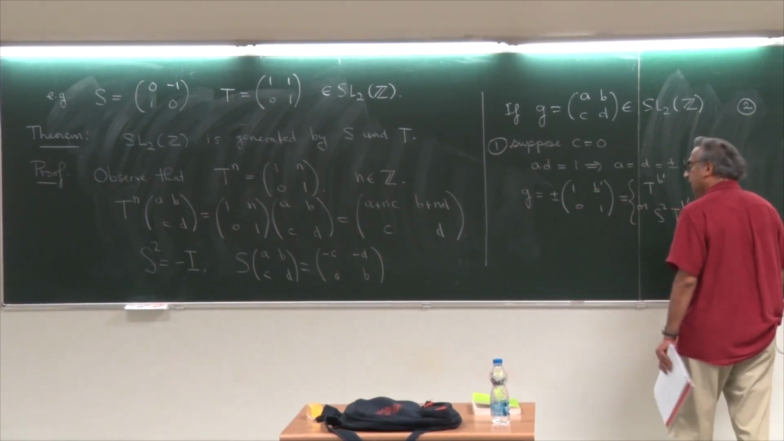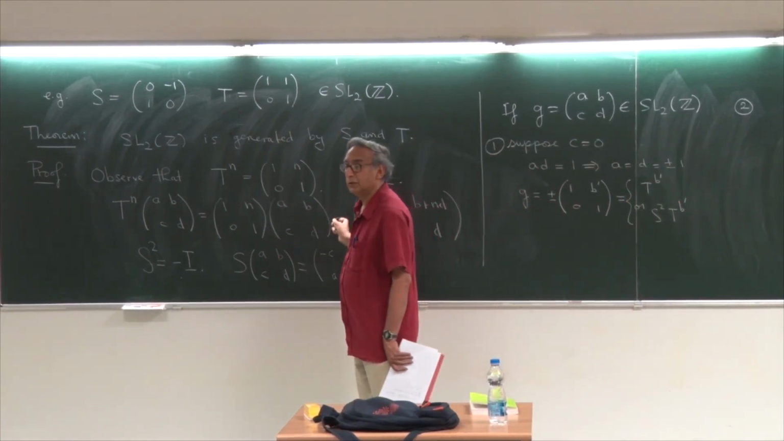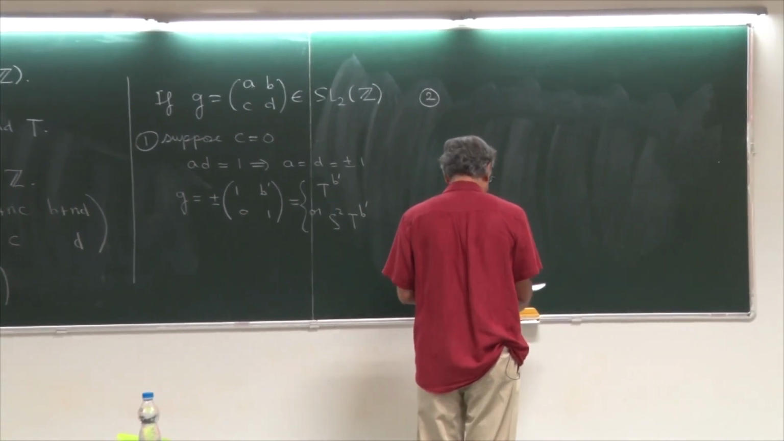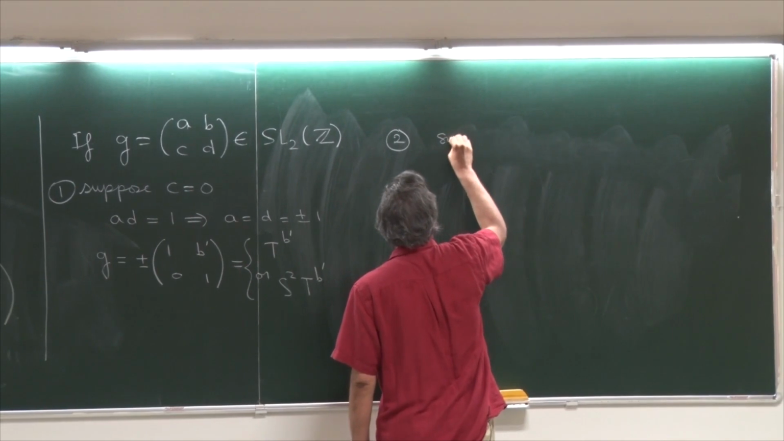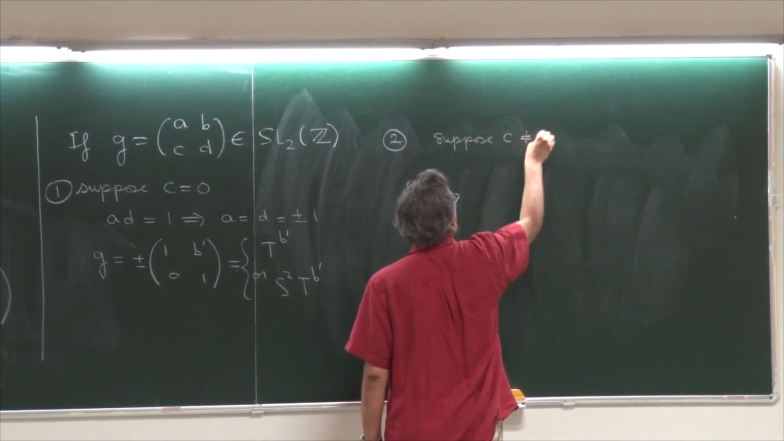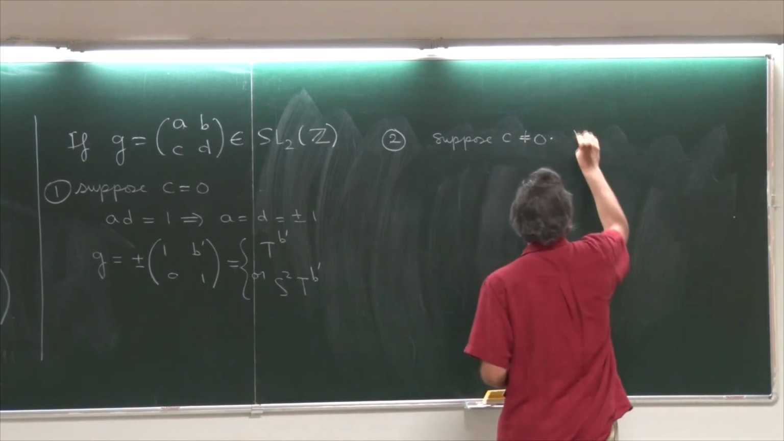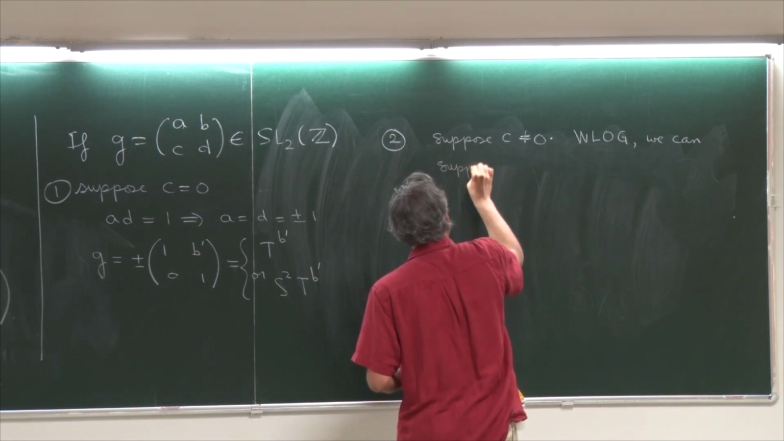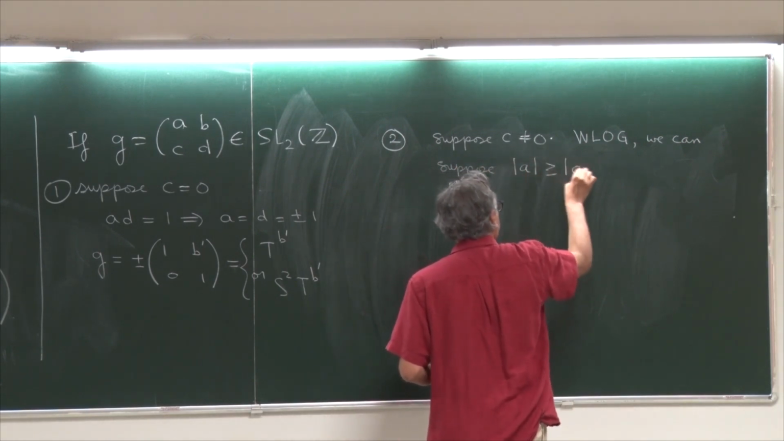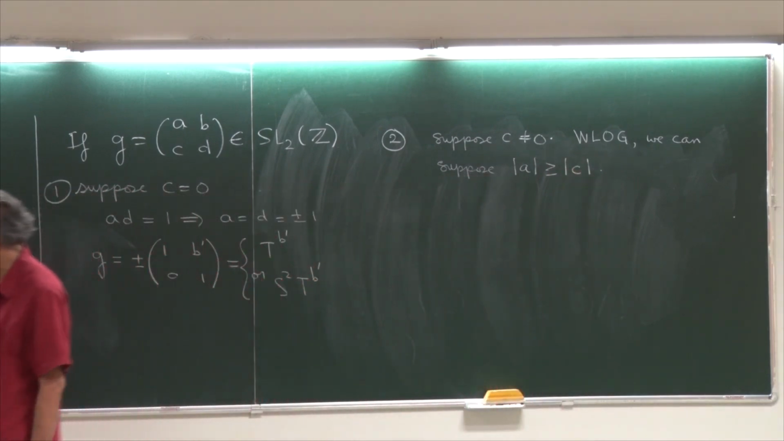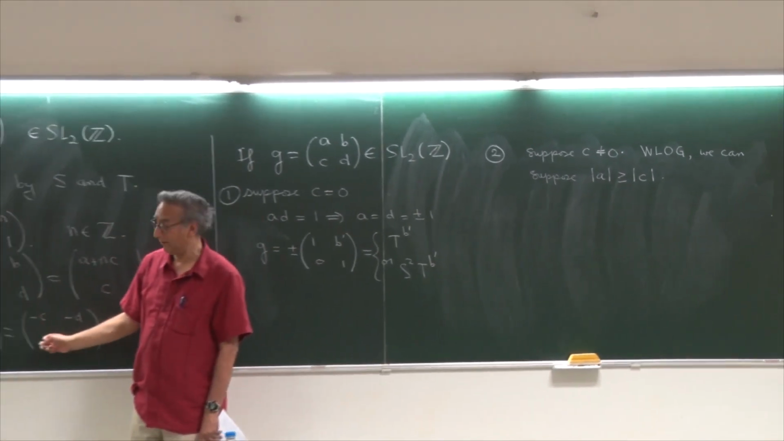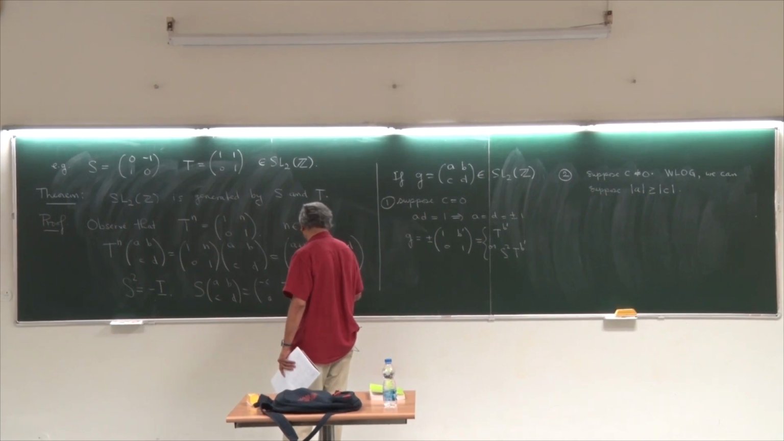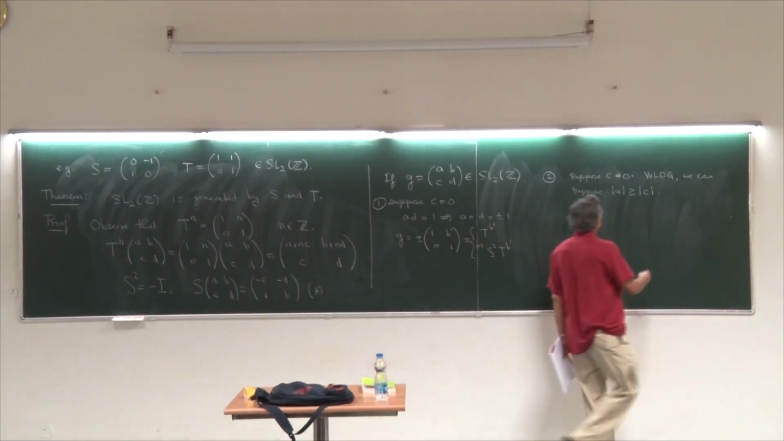Comment number 2 is to use this observation here to apply an induction process. So suppose now C is not 0. Without loss of generality, we can suppose that the absolute value of A is bigger than or equal to the absolute value of C. That's because the transformation S applied to the matrix A, B, C, D flips these two rows around. So if one was the bigger, I can just apply that transformation in view of star.